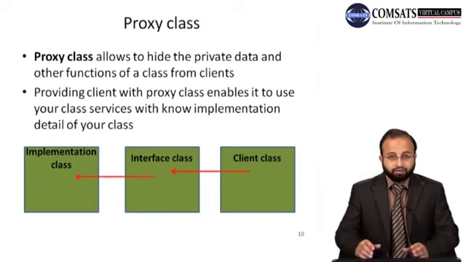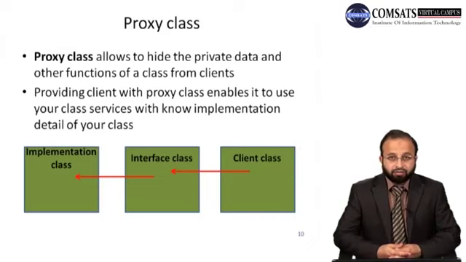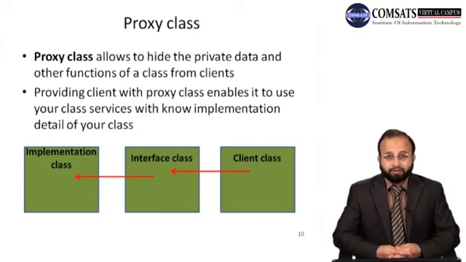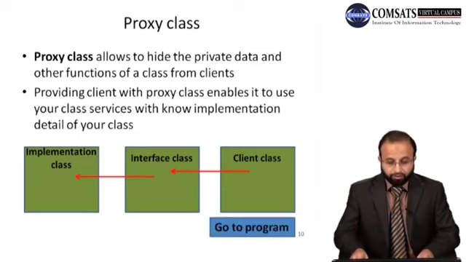So with introducing the proxy class, that is the interface class, in this scenario we prevent the client from seeing the implementation details of the implementation class. Implementation details means the list of the private data members and the prototypes of the member functions of the implementation class. Let's go and write a program, and in fact the program is already done. We just want to see the program.